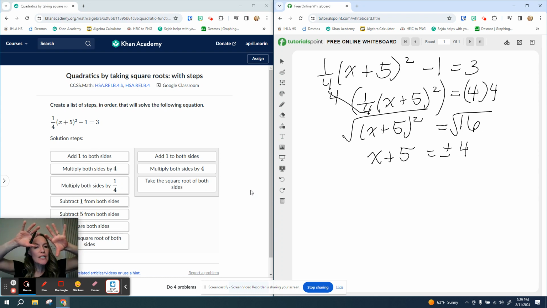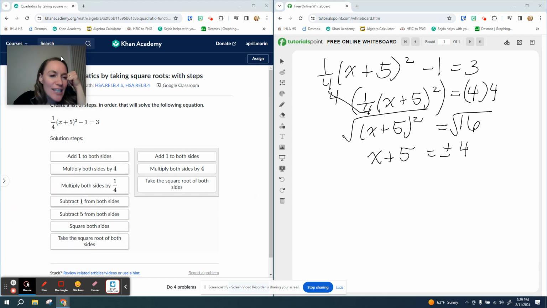Now I'm going to split the equation into two equations. So what do they call that? I call it split the equation, but I'm sure they don't say that. What do we say? Our options are to add 1 to both sides. Nope. Multiply. Nope. Multiply. Nope. Subtract 1. Nope. Subtract 5. So I think they skipped the split the equations. I like to split the equations.